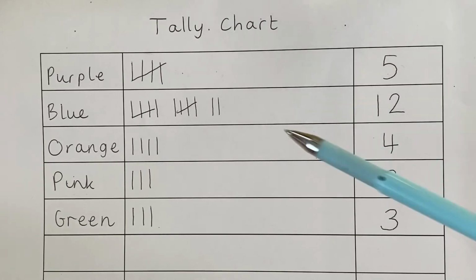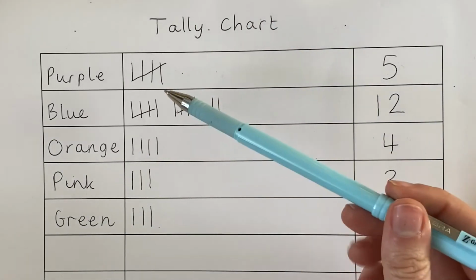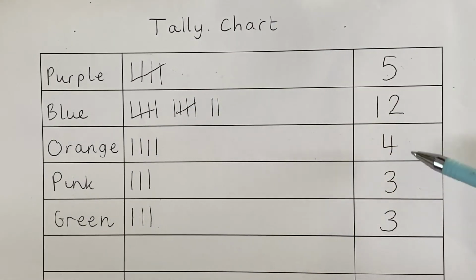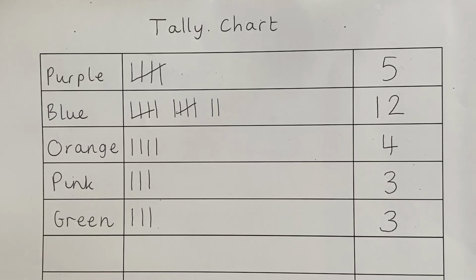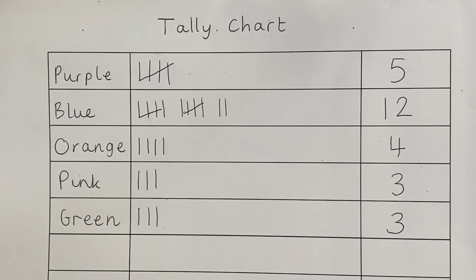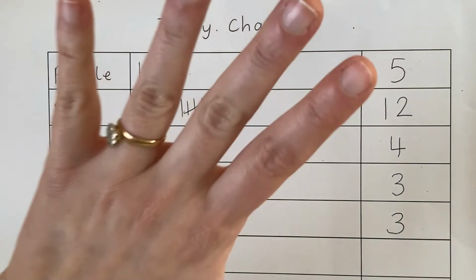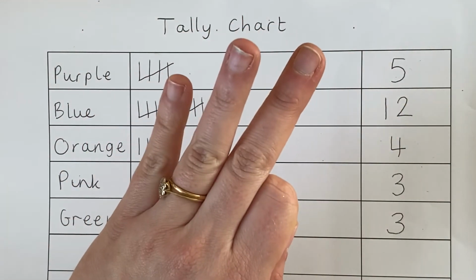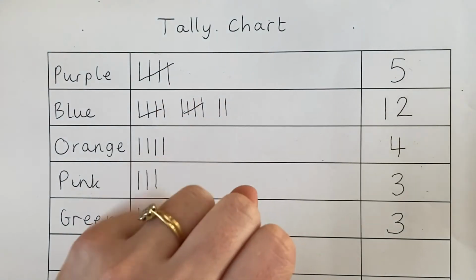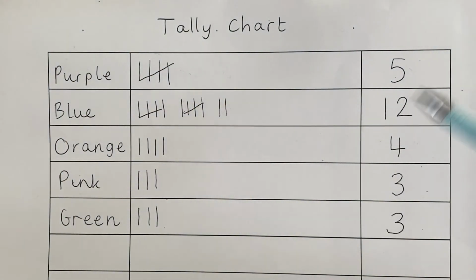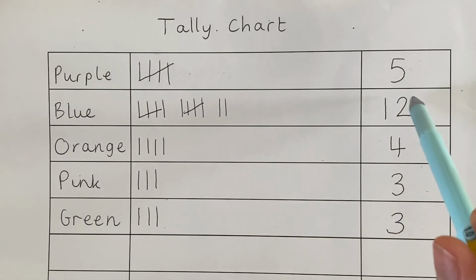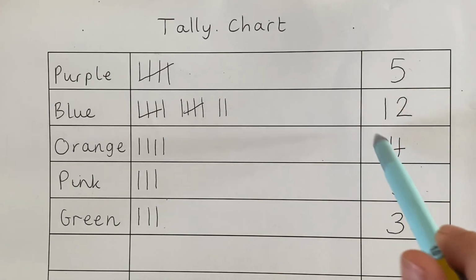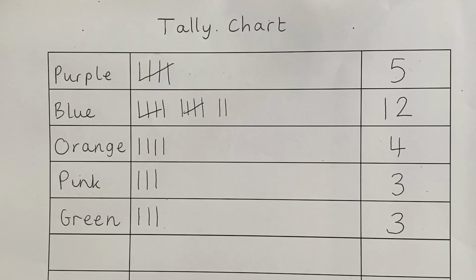We have organised those toys into their colours and we have counted. Now I wonder which colour was the most popular. 5, 4, 3, 2, 1. Okay, the most popular out of these toys were the blue. There were far more blue than anything else.